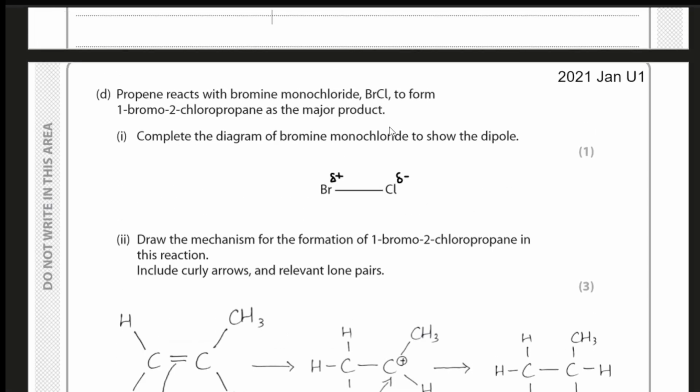Moving on, it's the same type of question we have experienced countless times before. Propene reacts with bromine monochloride, BrCl, to form 1-bromo-2-chloropropane as the major product. They told you to complete the diagram of bromine monochloride to show the dipole. As you can clearly see, this is the dipole, where we show the partially positively charged and the partially negatively charged atom. That's how you show it, and this is the partial charge sign.